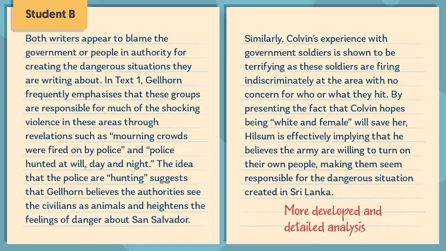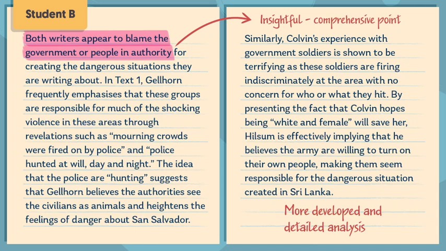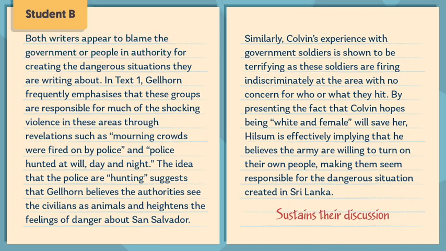Okay, this shows a much more developed and detailed analysis of how the writer's ideas and perspectives are shown. For example, the point about both writers blaming authority figures is a really insightful idea, which moves beyond the simple arguments of the first response to a more comprehensive point. This student also sustains their discussion about what the writers are trying to do and what they feel and believe.